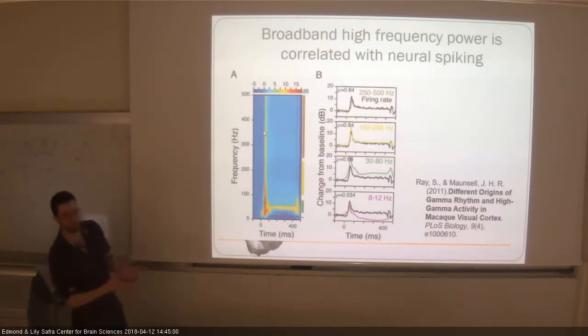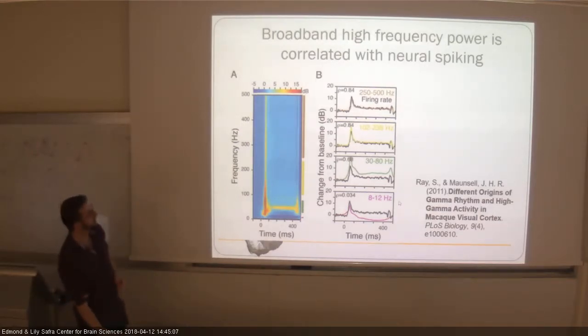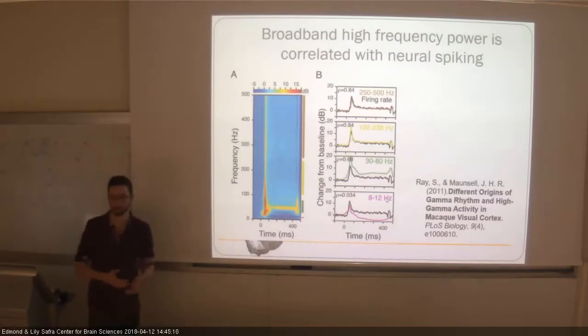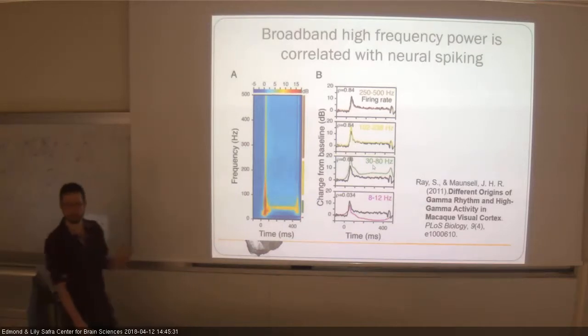And so they recorded local firing rate, and they recorded the local field potential, and divided it into frequency bands, as you can see here, and looked at the correlation between each frequency band and the firing rate. They found a very, very strong correlation between broadband high-frequency power. So in this case, definitely from 100 and above, but I can say it's also true from around 30 or 50 hertz, and much less so for lower frequencies.